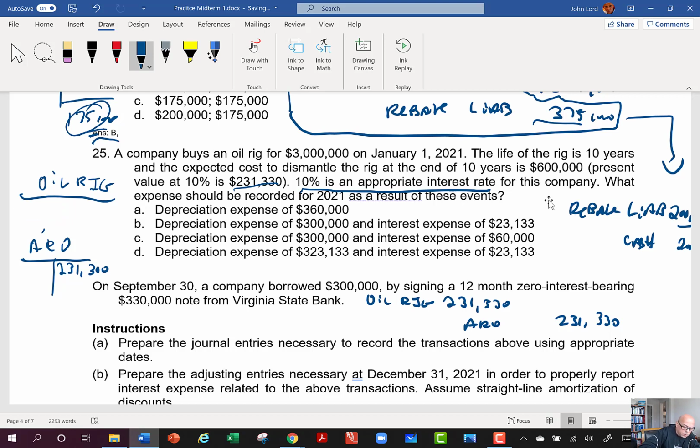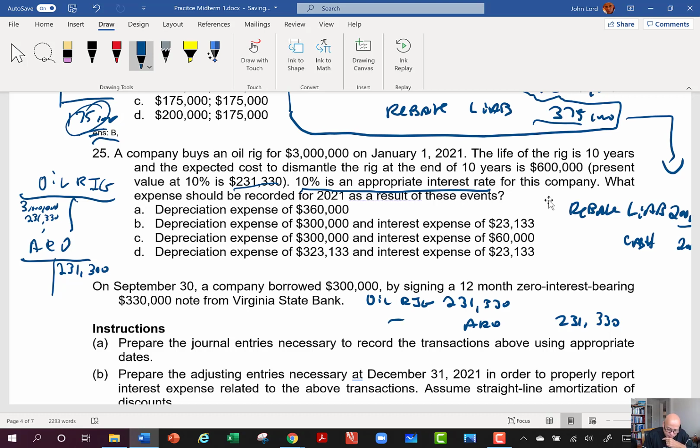Let's rewrite this. Move this over a little bit. I need the debits here. Debit sign a little bigger. The original $3 million plus the $231,330. Okay, good. So I went ahead and I just posted that journal entry, right?